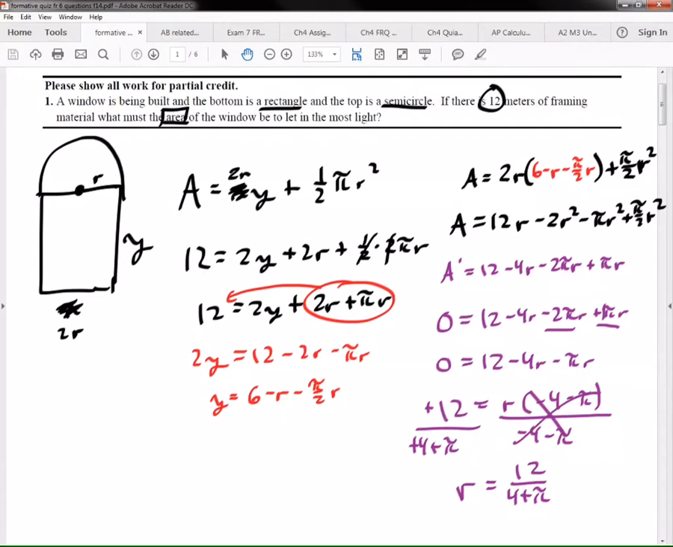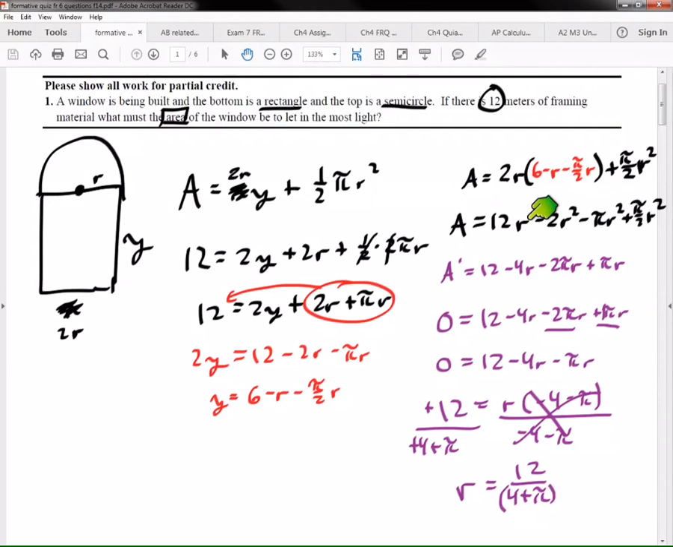Can you guys try that in your calculator? Make sure you use parentheses for the 4 plus pi. So you would say 12 divided by, and then in parentheses, 4 plus pi. Still have not found the max area. We found r. We found the radius. That's this guy. Okay, how am I going to find the max area? You're going to take this r, and you're going to plug it back into this A.